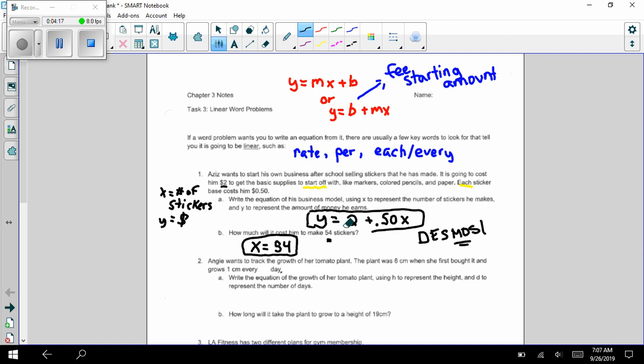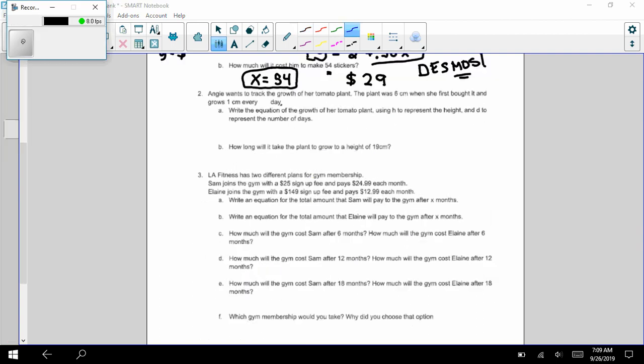All right, so the first box of Desmos gets the equation, the second box of Desmos gets X equals 54, and you will see where they cross. They cross at a coordinate, and we are able to solve by looking at Desmos that it will cost him $29 to make 54 stickers.